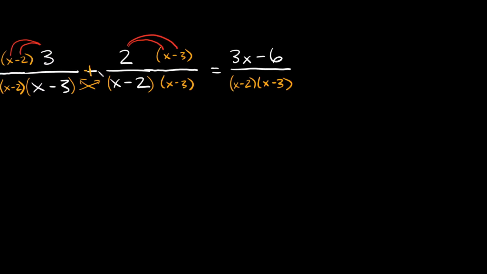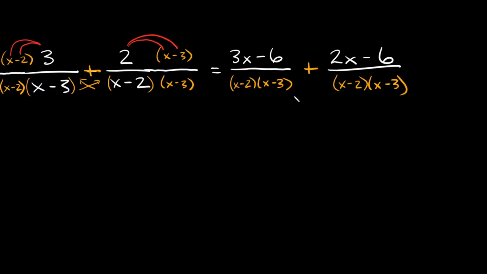Now we're going to add this, right? We're adding this to this one right here. So on top, we're going to distribute the 2 into the x minus 3. So 2 times x, that's equal to 2x. And 2 times negative 3 is equal to negative 6, right? So minus 6. And then that's going to go over, same thing, x minus 2 times x minus 3, right? So x minus 2 times x minus 3.